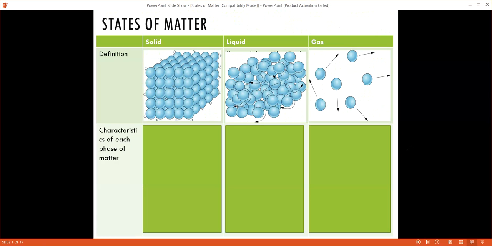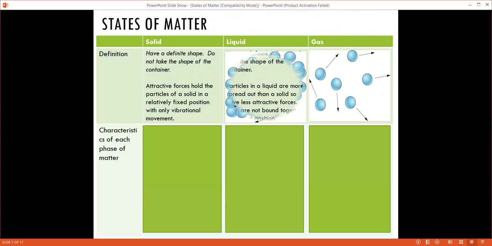All right, so the three pictures you see on the screen here, the one all the way on the left is kind of a picture of solid particles. They kind of just vibrate in place. Liquid particles flow past one another, and then gas particles are spaced really far apart and moving really quickly, bouncing off the walls of their container.